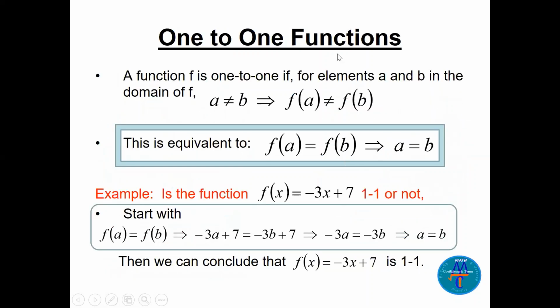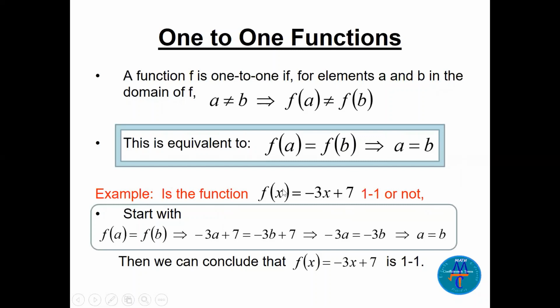So a one-to-one function, we can define it as: if a is not equal to b, remember, a in the domain, not equal to b, implies f of a should not be equal to f of b. In other words, this is equivalent to: if the images are the same, if f of a is equal to f of b, then a should be equal to b.